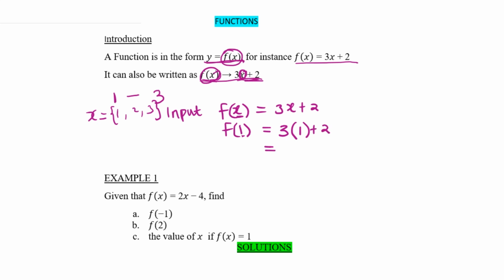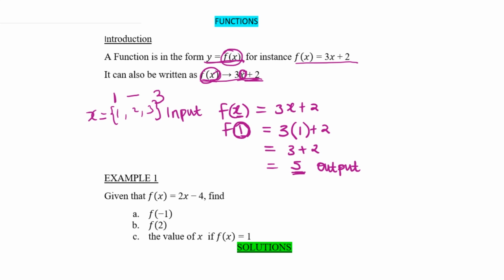Then this one will give us 3 plus 2. When you multiply 3 times 1, we'll get 3. Then 3 plus 2 will get 5. What we have gotten here is what we are referring to as the output. This is what we have gotten after putting in a 1. So a 1 is the input, then a 5 is the output.